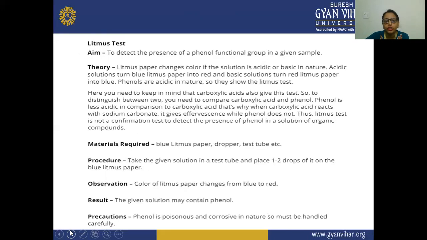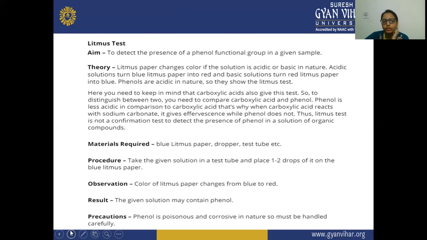Next, first we are going to discuss the litmus test. So what is the litmus test? What is our aim? Our aim is to detect the presence of the phenol functional group in a given sample. As I told you in the previous slide, an unknown sample is given and we have to test whether the phenol functional group is present in that sample or not.